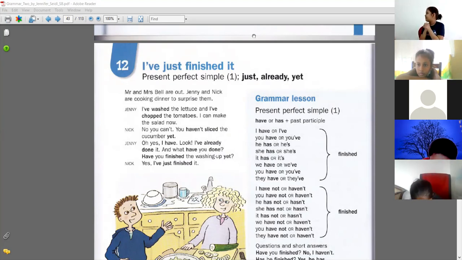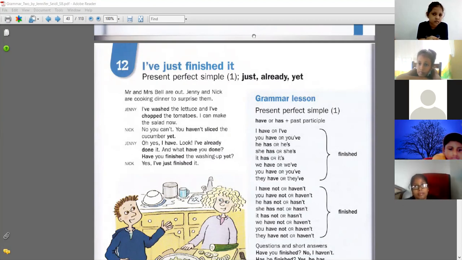Subject is I. Then have, has already used here. Then done is the past participle of the verb and object is it. Object is it. All right.